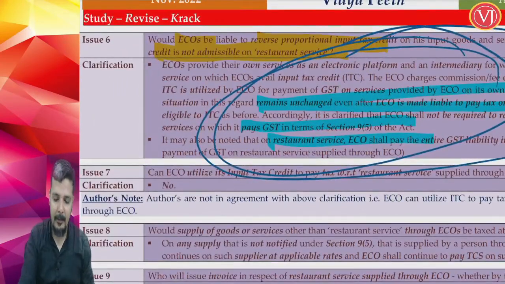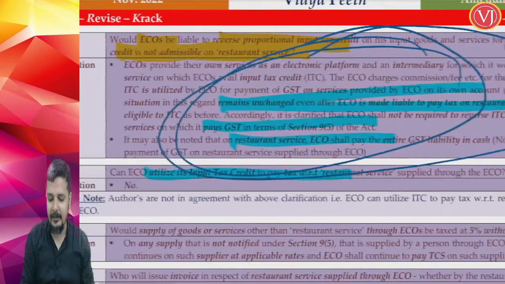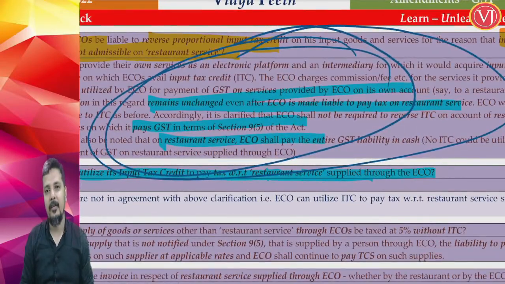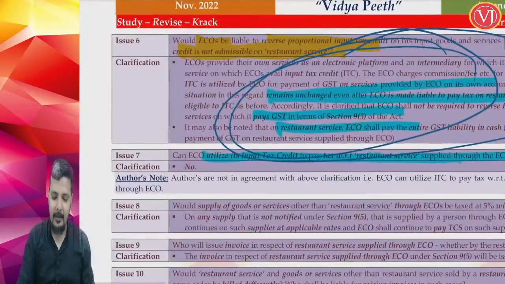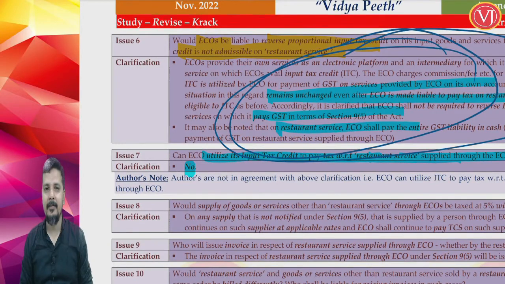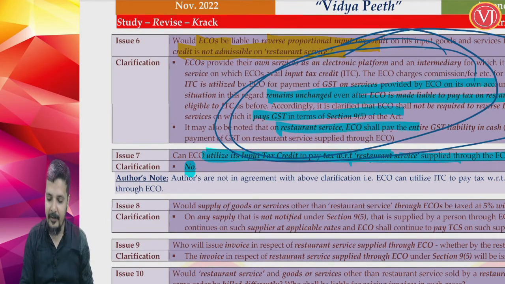But the problem is the next clarification, where we are not in agreement. Can ECO utilize that input tax credit for your restaurant services? Now this clarification is a bit disturbing. Actually, when you get input tax credit, you can use it for any outward supply. Now the clarification tells that ECO can take input tax credit, but that input tax credit cannot be used for paying GST under section 9(5). It can be used for paying GST under FCM. So this is a bit disturbing point.